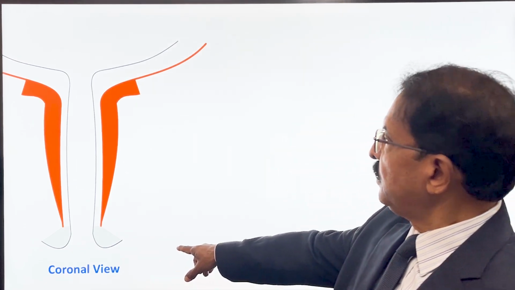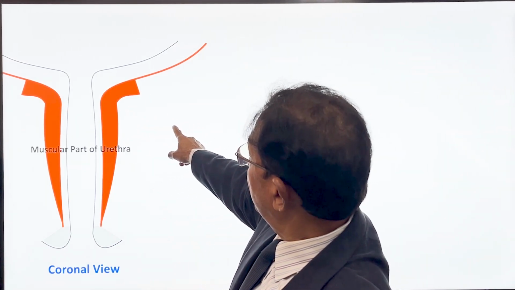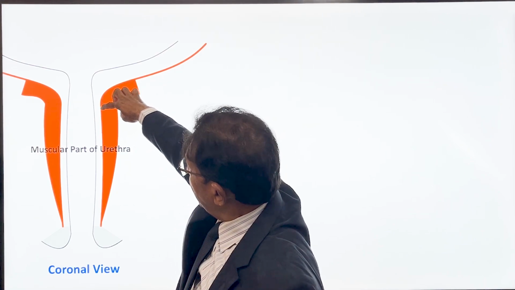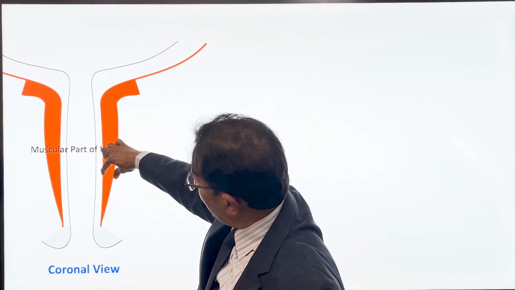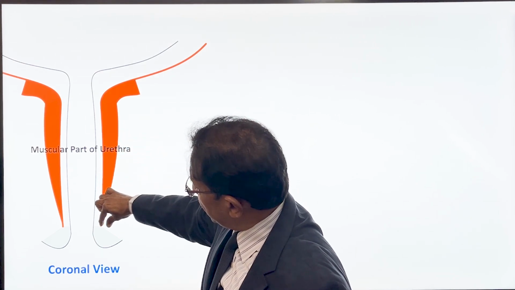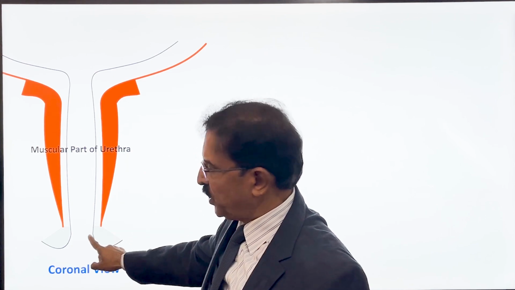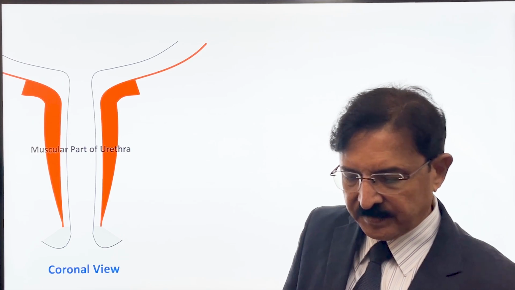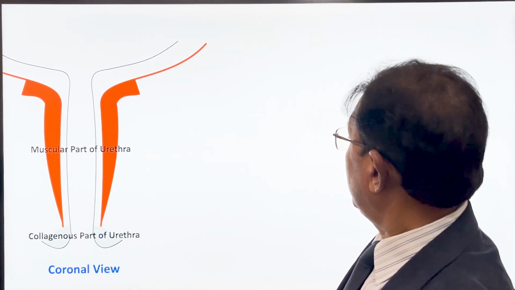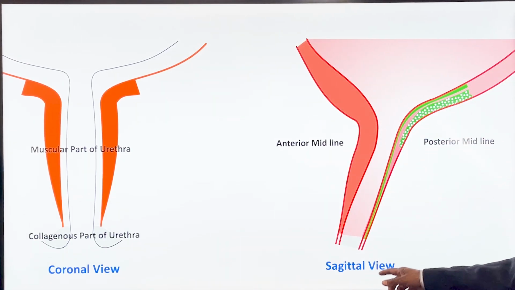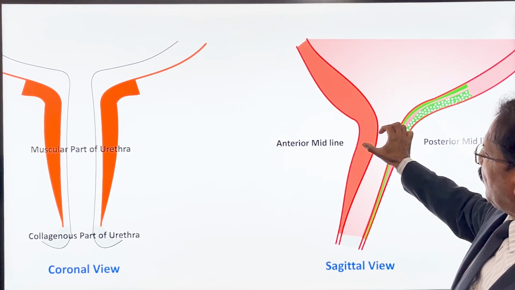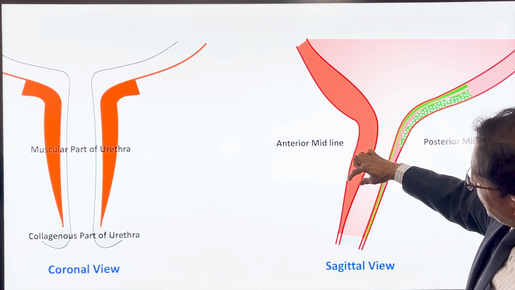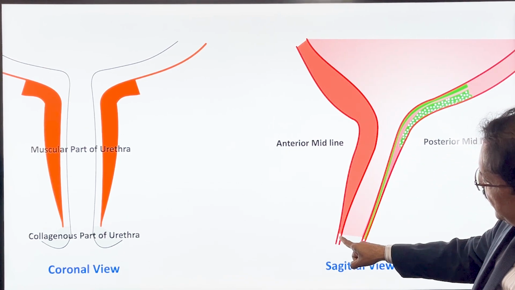Again, you see in the coronal view, this is the muscular part of the urethra, and there's more bulk towards the bladder neck. As it comes down towards the lower part of the urethra, it becomes thinner and thinner, and then the fibers get inserted, firmly anchored into the collagenous urethra. If you see this in a sagittal view, I told you that the major bulk of the longitudinal muscle is anteriorly located, and then it comes like this, becomes thinner and thinner, and is inserted here in the collagenous part.